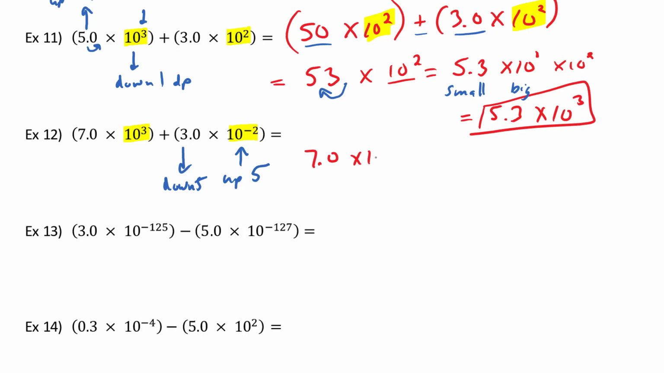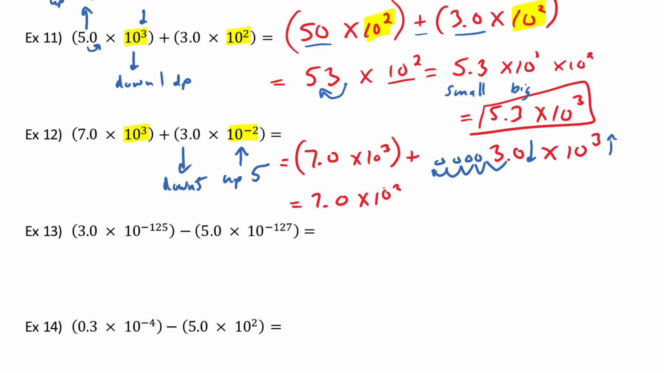7.0 times 10 to the 3 plus, in this case here, we're adding 3.0. We're going to convert it to 10 to the 3. You can see here, this one went up by 5. This one has to go down by 5, meaning the number has to get smaller. 1, 2, 3, 4, 5. Put in your zeros there. Let's clean it up on the next line. 7.0 times 10 to the 3 plus 0 decimal. We have 1, 2, 3, 4, 3, 0 times 10 to the 3.